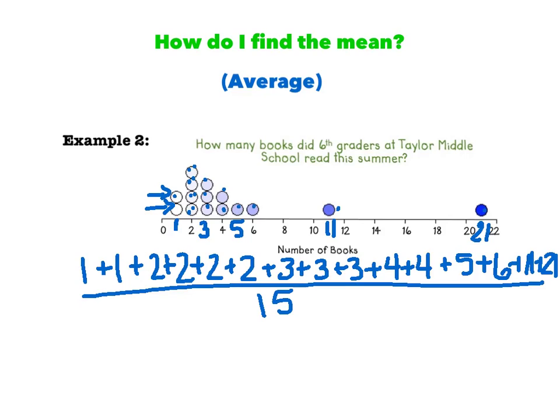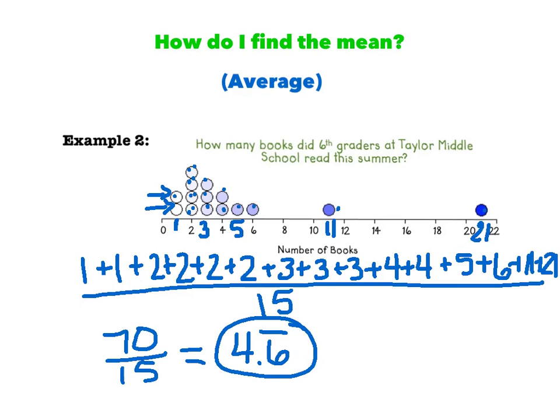So now you take out your calculator and add them all up. When I added them on the calculator, I got 70 all over 15. So then I'm going to take my top number and divide it by the bottom number, and I'm going to have 4.6, and it's repeating. So my average is 4.6 repeating.